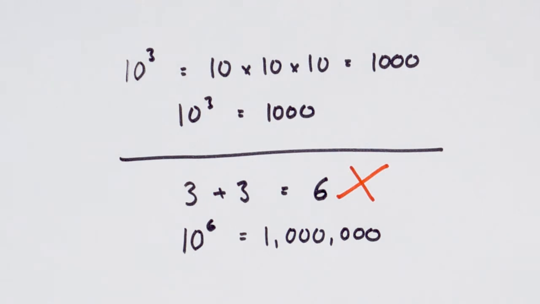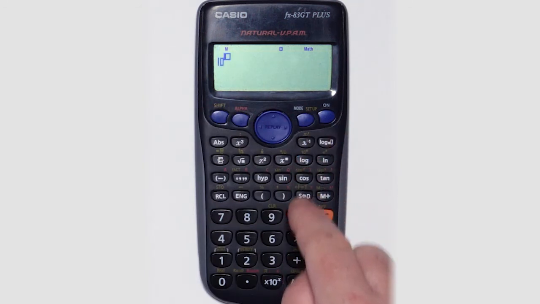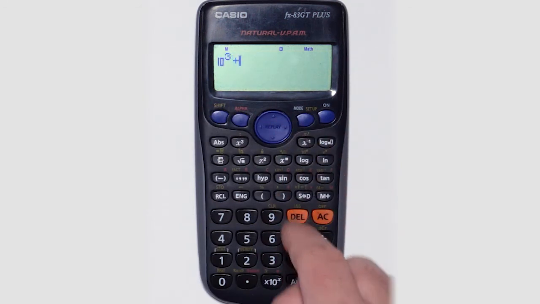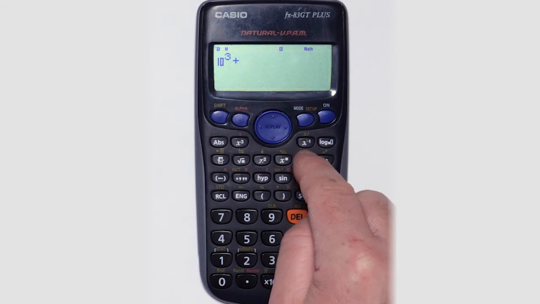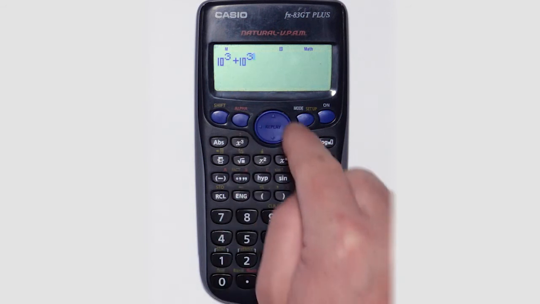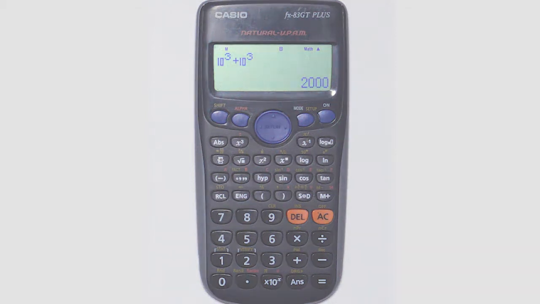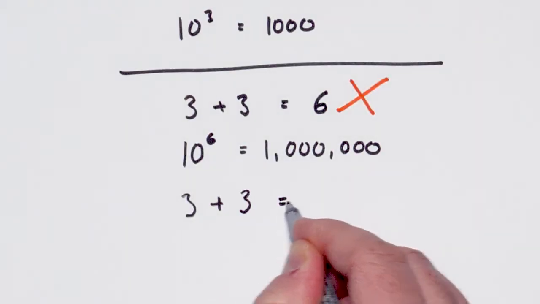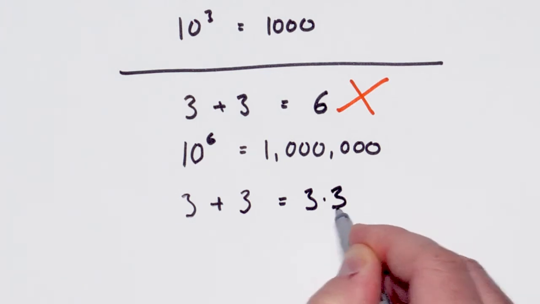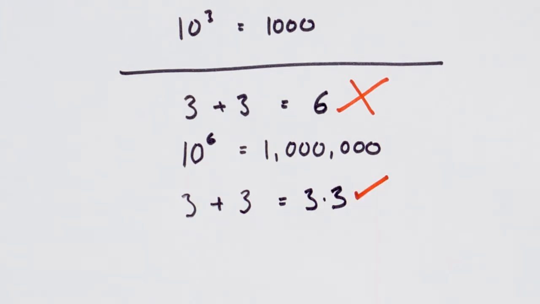What you have to do is convert the numbers out of the log scale, add them together, and then convert them back into the log scale again. So let me show you. Log 3 plus log 3 equals 2,000. It's no longer a linear scale. In a log scale, 3 plus 3 actually equals 3.3. You're no longer dealing in a linear scale.